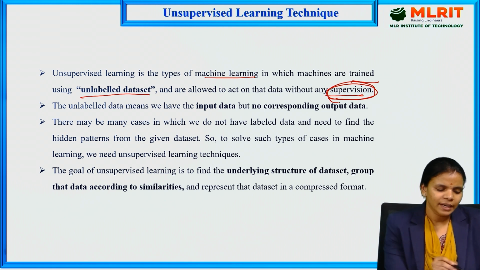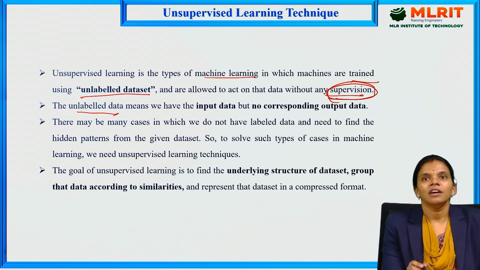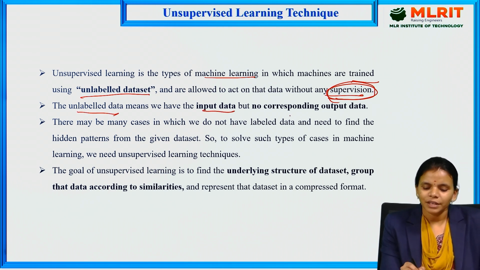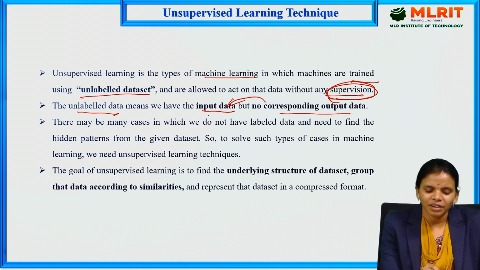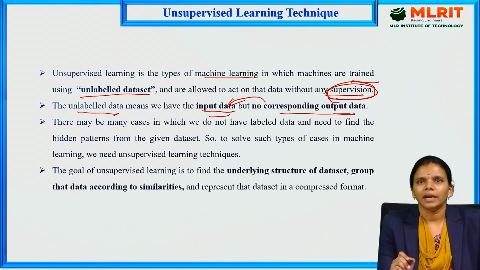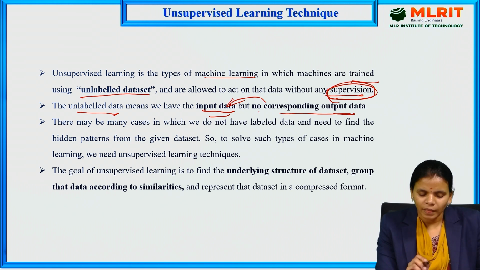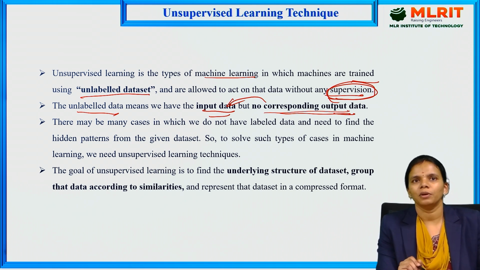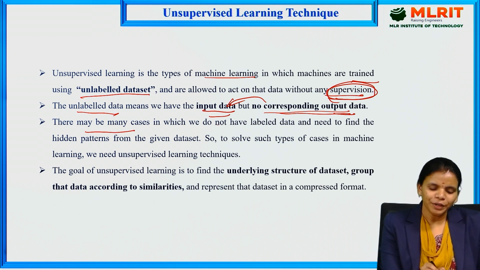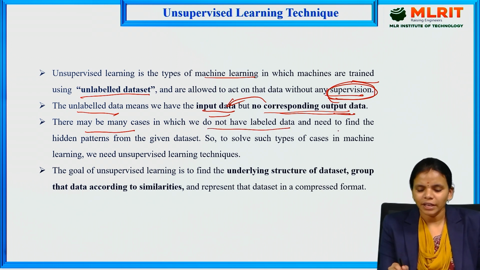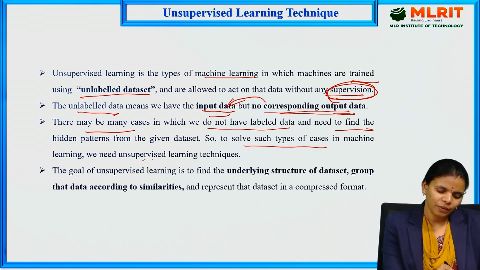So unlabeled data set means we have the input data, but there is no corresponding output data for this input data. So this is what unlabeled data set. Labeled data set means that we have input data and corresponding output data also. So that is called labeled data, and when we have no corresponding output data, that is called unlabeled data set. There may be many cases in which we do not have labeled data and we need to find out the hidden patterns from the given data set. So to solve that type of problems in machine learning, we need unsupervised learning technique.